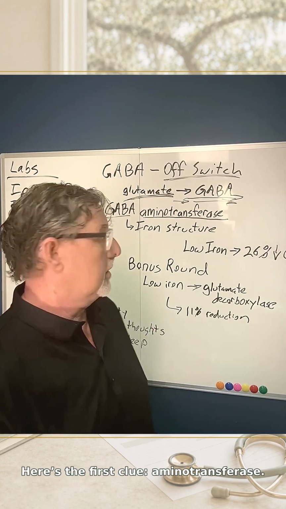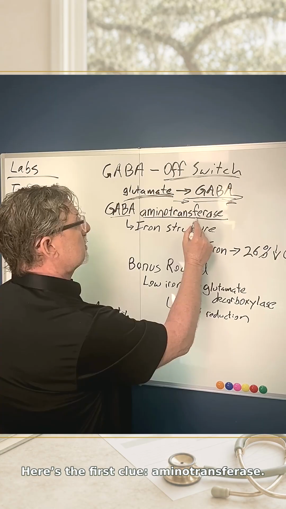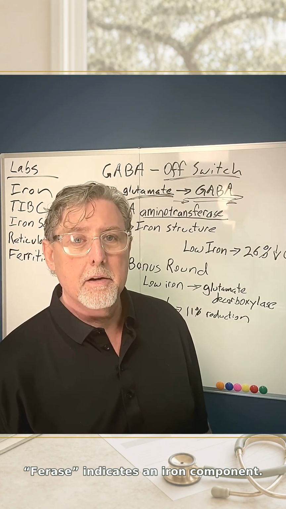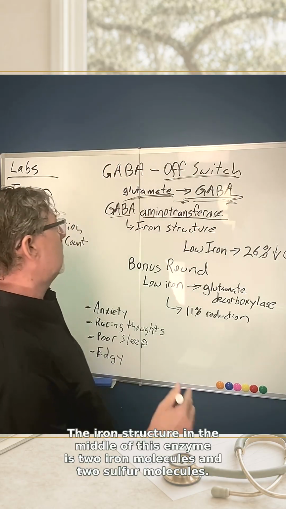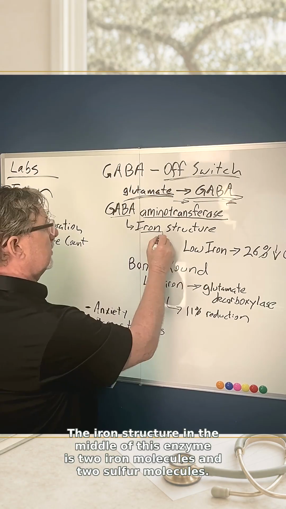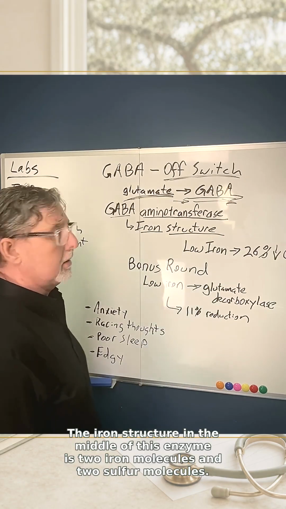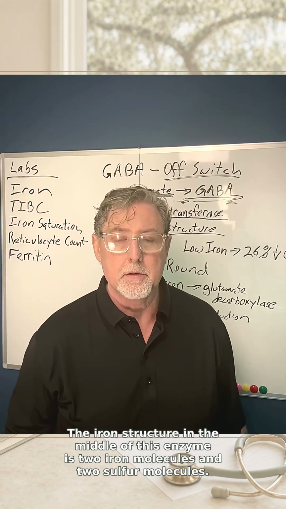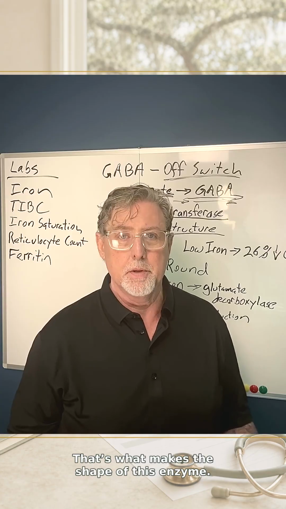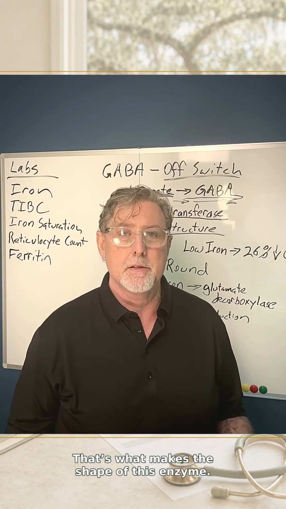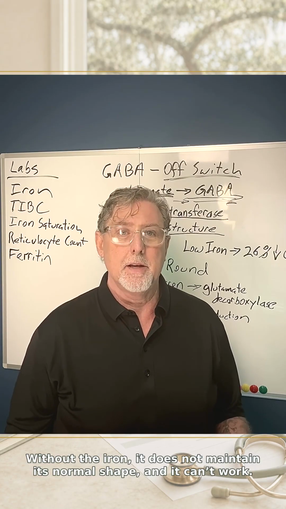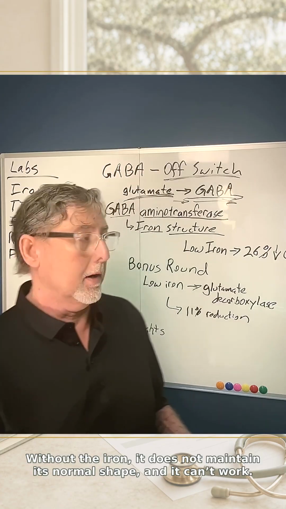So here's the first clue: aminotransferase. Ferrase indicates an iron component. So the iron structure in the middle of this enzyme is 2 iron molecules and 2 sulfur molecules put together, and that's what makes the shape of this enzyme. So without the iron, it does not maintain its normal shape and it can't work.